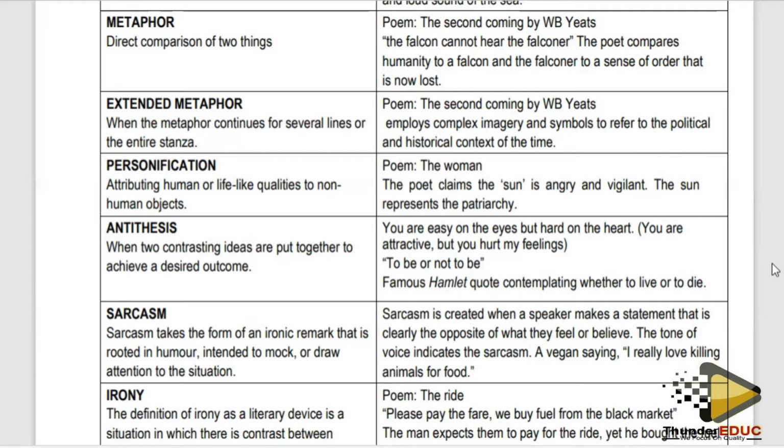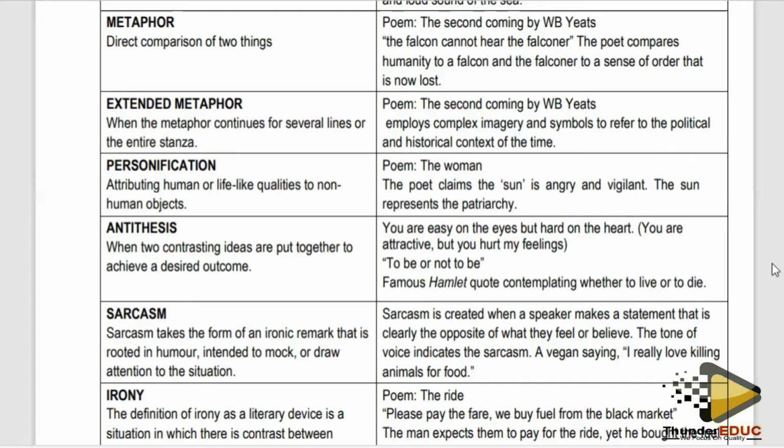We have antithesis: when two contrasting ideas are put together to achieve a desired outcome. When we say antithesis, they are contradictory. "To be or not to be", that's contradictory. It's either you are or you are not, but you can't be both. So that's what we mean by antithesis. "You are easy on the eyes, but hard on the heart." Someone who's easy on the eyes looks friendly, but unfortunately that person really is not friendly.